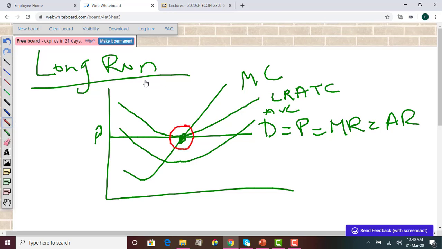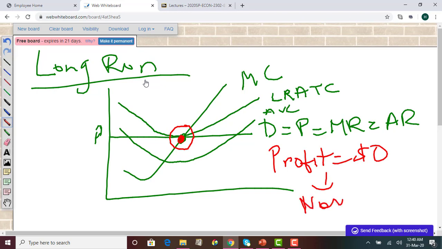So in the long run, the marginal revenue curve, the marginal cost curve, and the long run average total cost curve all intersect at the same point. So there is no more rectangle there. So here, profit is therefore equal to zero in this case, because there's no rectangle anymore. So we have normal profit in the long run.